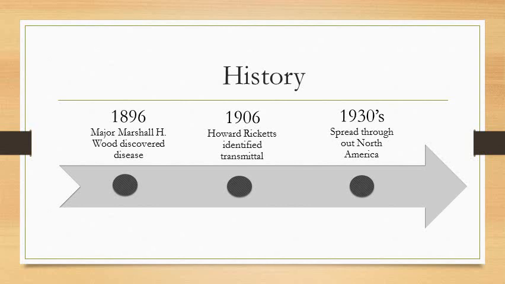Rocky Mountain spotted fever was first identified and described by Major Marshall H. Wood in 1896 in Boise, Idaho. 10 years later, Howard Ricketts connected the cause of the disease with the specific organism, so Rickettsia rickettsii was named for him. Originally, the disease was confined to the Rocky Mountain states in the western half of the United States, hence the name, but by the 1930s, it had spread to the rest of the continental U.S., Canada, and Mexico. Today, it continues to be very widespread throughout North America, but the highest concentration of cases is in the southeastern part of the United States.